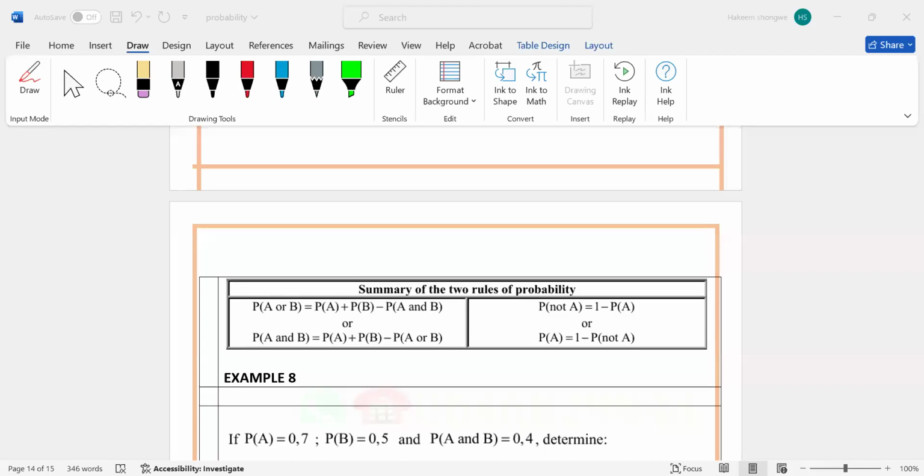Thing as we move on now. So, number one, we have something called the addition rule. What does the addition rule say? It says if you want to get the probability of A or B, let's say they ask you for the probability of A or B, and then you are given the probabilities. How would you get that?